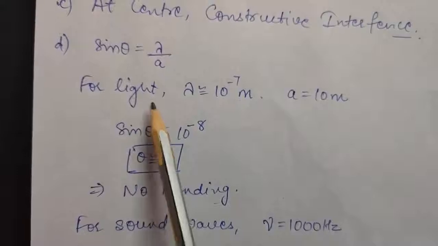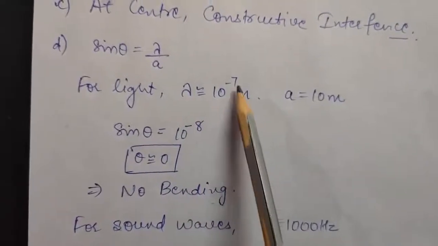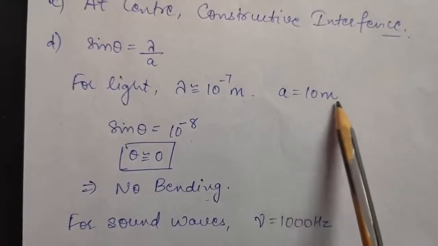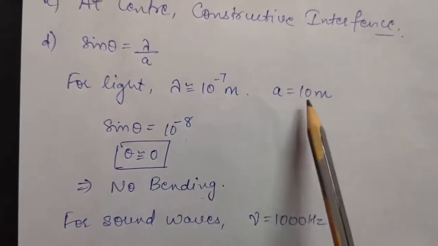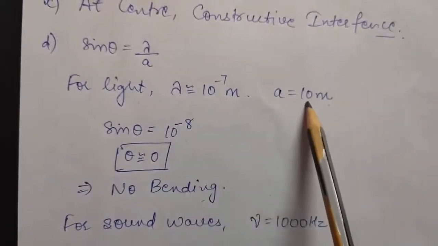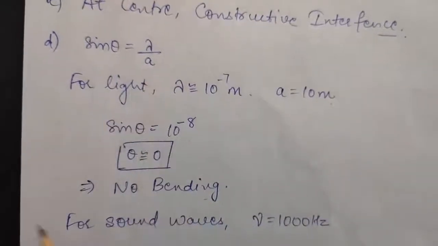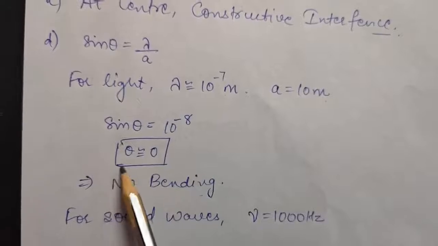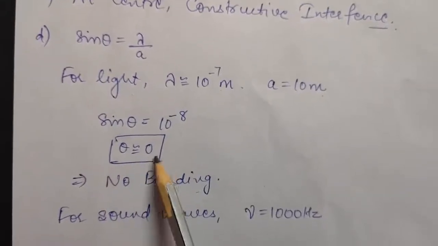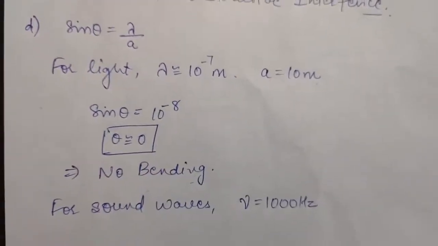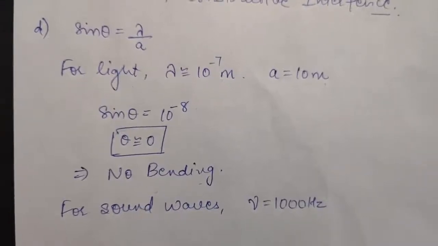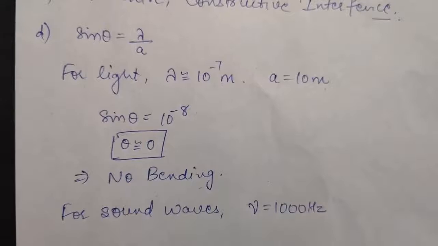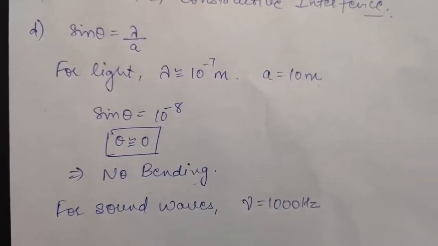Now for light, λ is nearly equal to 10^-7 meters. And the size of the aperture is given to you as 10 meters in the question already. So from here you know λ and you know a. Calculate θ from here. So sinθ will come to be nearly 10^-8, or you can say θ will be nearly 0. That means if the angle of diffraction is 0, there will be no bending, and because there is no bending, the students are not able to see each other.